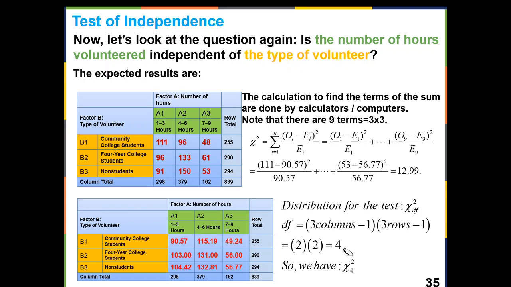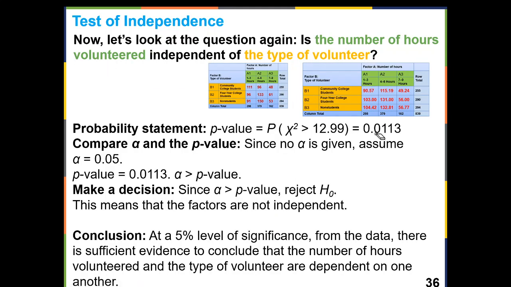Degrees of freedom is 4. So we can just put it in. We can put it in the calculator, and the p-value would be 0.0113, right? And how do we find the p-value again? You go to the calculator and you do chi-square what? CDF. You do 12.99 and then you put 10 to 99, right? And then 4. That's degrees of freedom.